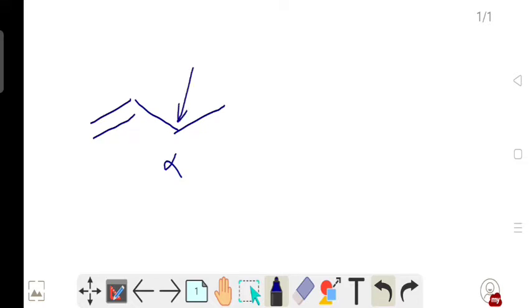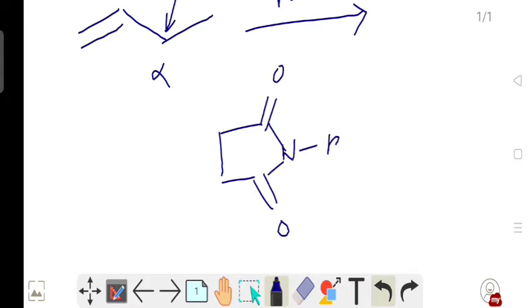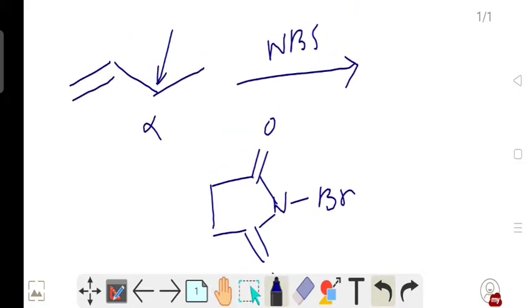So for allylic halogenation, you have to use a reagent called NBS, or N-bromosuccinimide. The structure of N-bromosuccinimide is this one, and you have to use sunlight here because this reaction is a photochemical reaction. By applying this reagent in presence of sunlight, the allylic bromination will take place. So bromine will attach at the allylic position. So this is the allylic bromination with respect to the double bond.